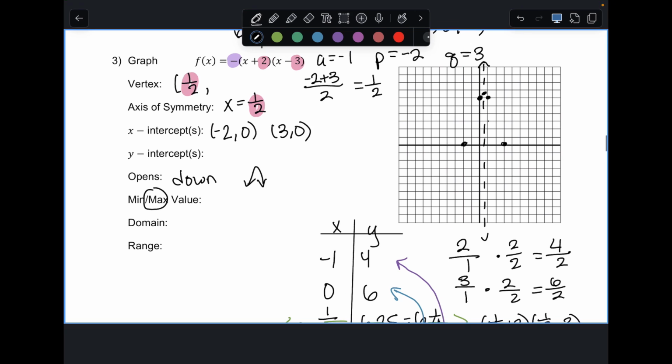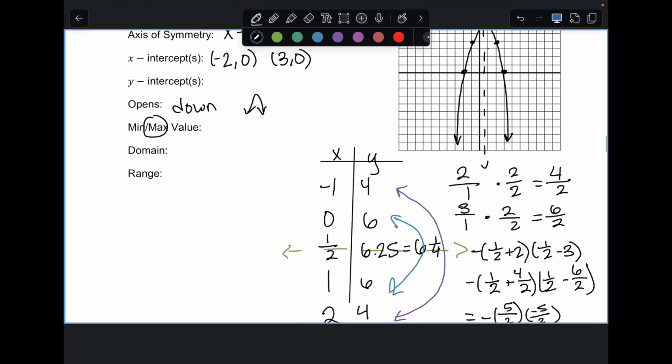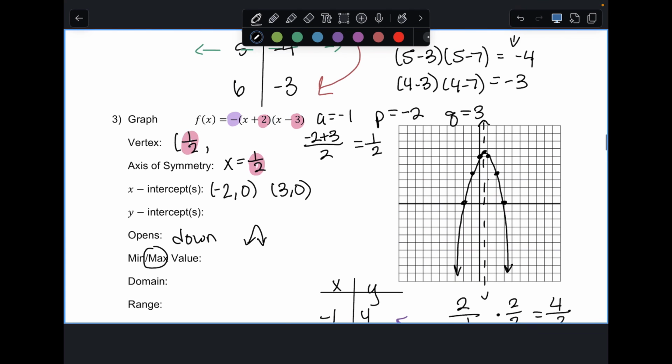And then I graph. Connect it with a U. Again, it looks a little bit weird because my vertex is a fraction, but it'll look something like that. And then we just have to fill out the rest of the stuff. So my vertex was at 1/2 and then 6 1/4 or 6.25 or 25/4 is what I'm going to put.